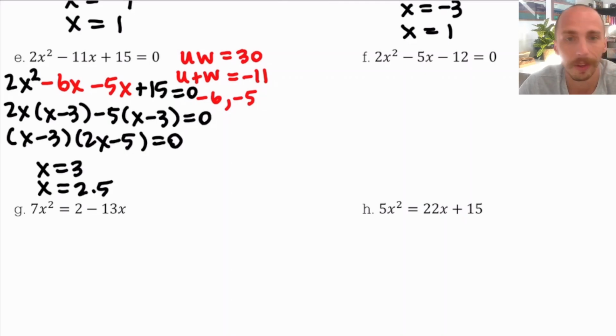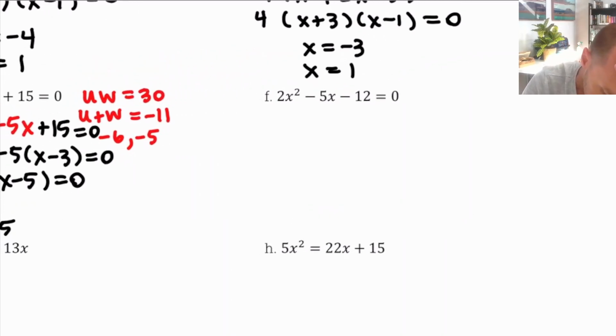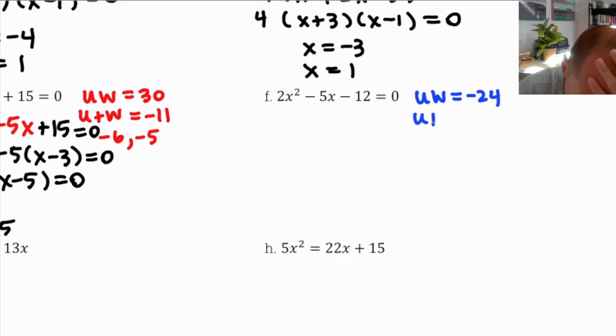Okay, for F, I'm seeing the same thing. 2 doesn't divide that negative 5, so I'm going to have to use the same technique. And maybe I can scroll over a little bit. Yeah, that'll help. All right, so I'm looking for two numbers that multiply to 2 times negative 12, which is negative 24, while adding to negative 5. Okay, so I'm thinking 8 and 3 somehow. Maybe negative 8, positive 3.